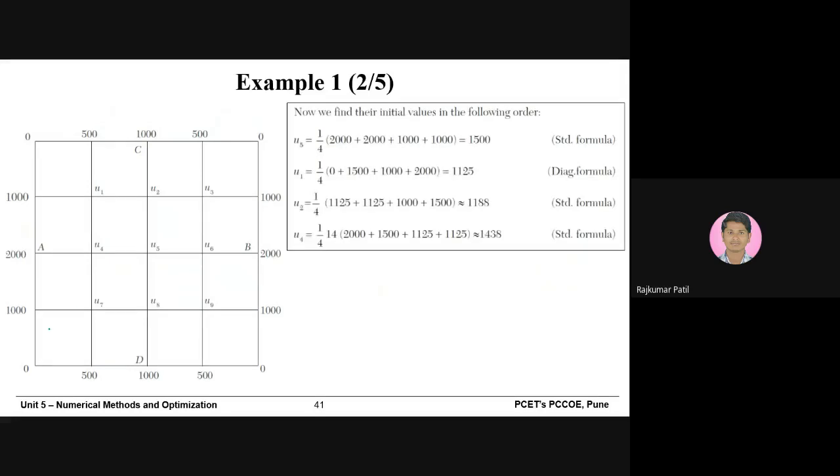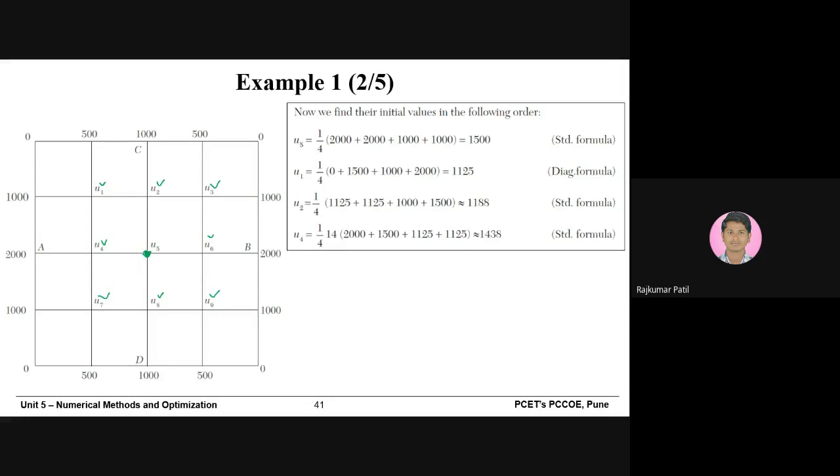So we will start with u5, and when you look at the point u5, then there are 4 neighbors: u4, u2, u6 and u8. So they are unknown, so you cannot use standard 5-point formula. Then you will check whether you can use diagonal 5-point formula. So u1, u3, u9 and u7. Again all the diagonals are unknown, so again you cannot calculate directly.